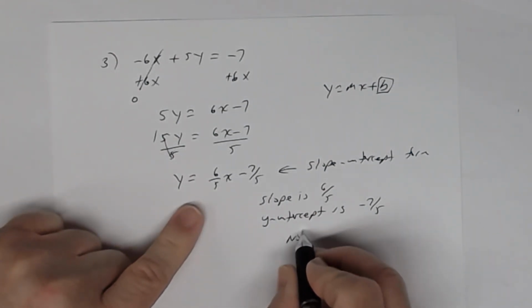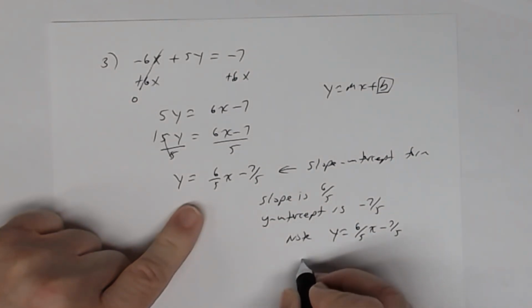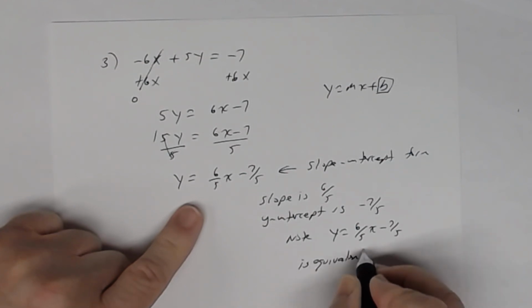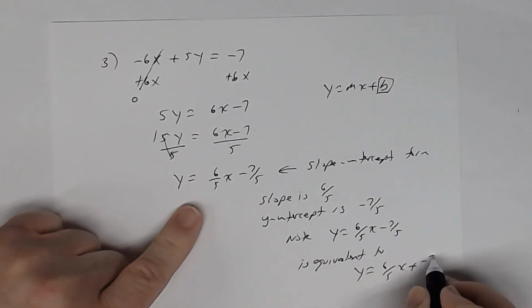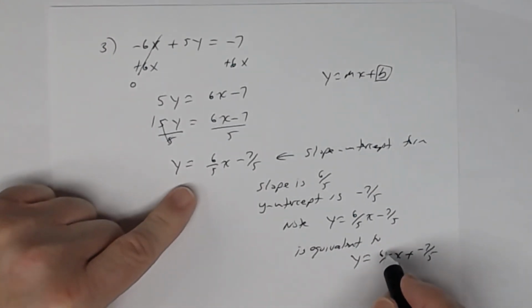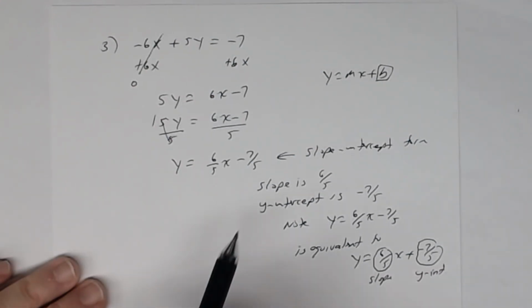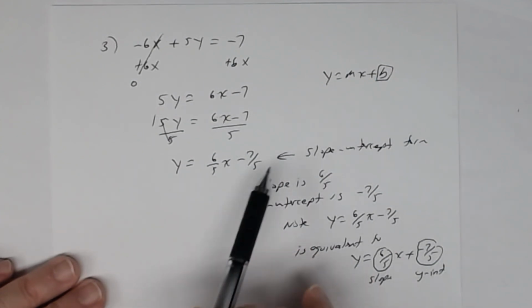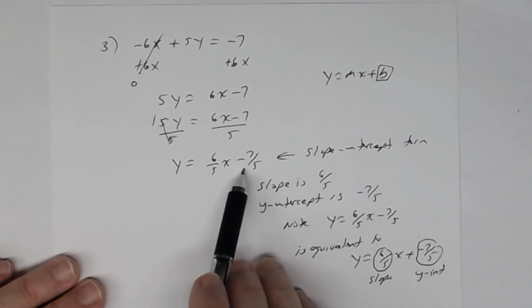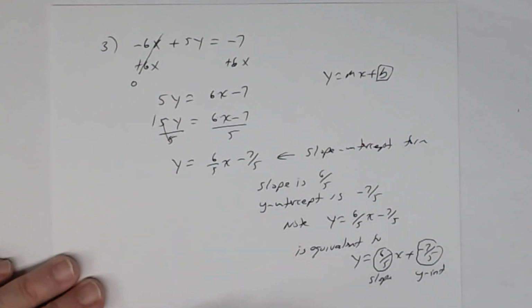So note, y equals 6/5 x minus 7/5 means the same thing, it is equivalent to y equals 6/5 x plus the opposite of 7/5, which is a negative 7/5. So notice this is your slope right here, and now this is your y-intercept. Be careful when it turns out to be a subtraction here, because you all know you can change subtraction to addition, and so this right here is going to be your y-intercept. So it's going to be a negative 7/5.